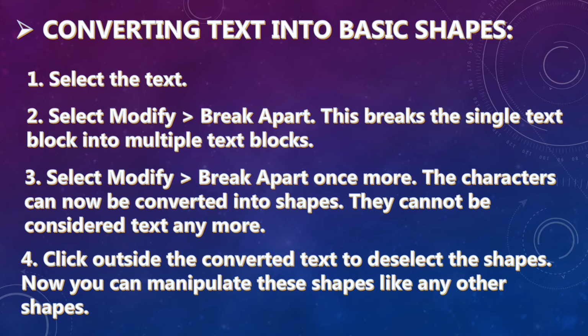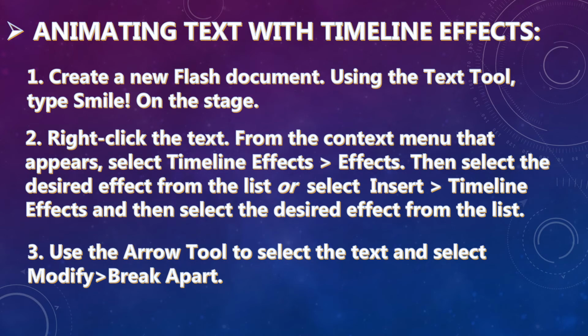The dots and the vertical lines can separate these characters. Click outside the converted text to deselect the shapes. Now you can manipulate these shapes. Like any other shape, move the pointer to the edge of one of the characters. Drag to reshape it. You can use the paint bucket tool to fill this reshaped character with another color or gradient.